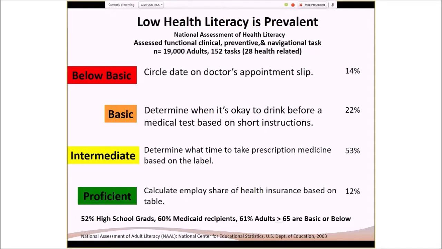So if you look at these numbers, only about 12% of Americans have proficient literacy levels, and 36% would have trouble determining what time to take medicine based on the label. So in the basic or below level, almost over half of high school graduates are in basic or below. 60% of Medicaid recipients and 60% of people over 65. So this is who comes into a lot of our CaTS systems for healthcare.